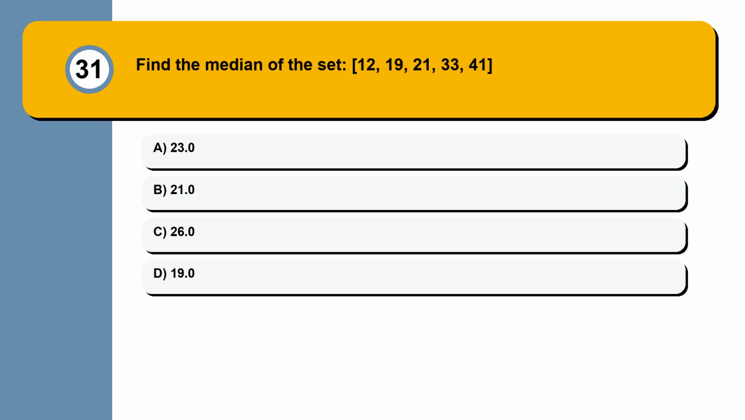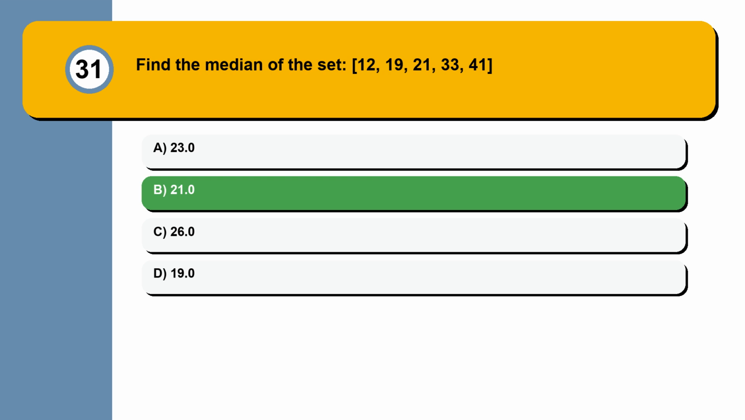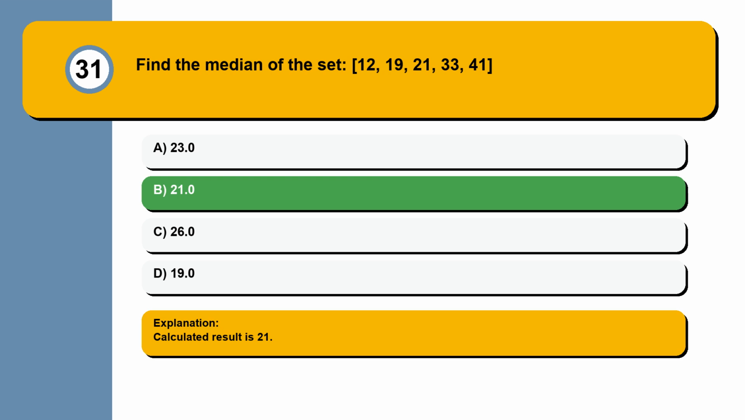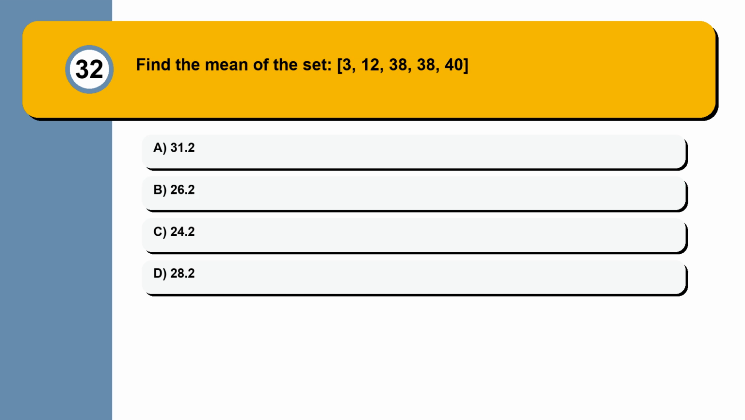Question 31. Find the median of the set 12, 19, 21, 33, 41. 23.0, 21.0, 26.0, 19.0. Calculated result is 21. Question 32. Find the mean of the set 3, 12, 38, 38, 40. 31.2, 26.2, 24.2, 28.2.